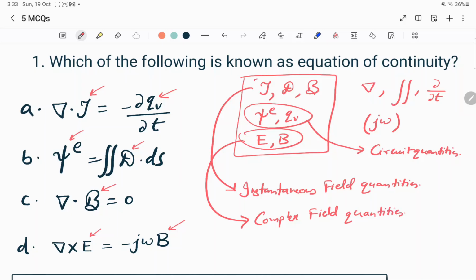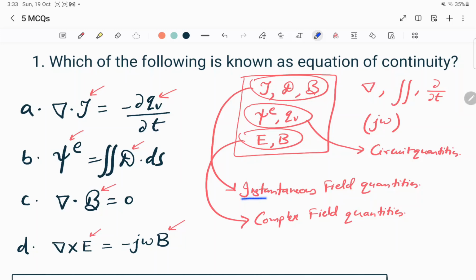Okay, so there are three different sets of quantities which are given in this question. This first set is field quantities, but they are in instantaneous form. This set is also a field quantity, but it is in complex form. Okay, that is why they are written in Roman letter E and B, where if you see here, this B letter is in scripted form. It is written in scripted form like this. The J is written like this. The D is written like this. So these are written in scripted form.